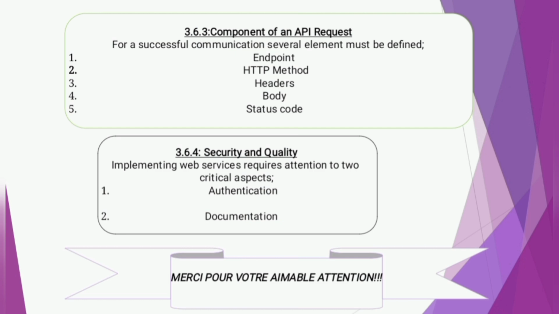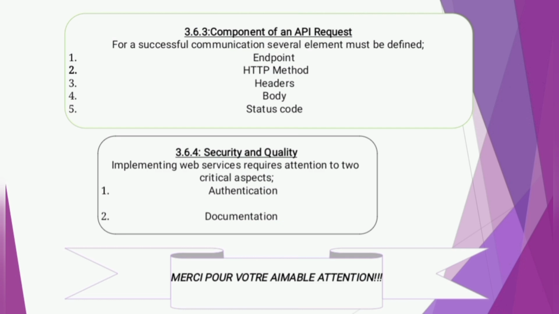The first element, we have the endpoint. Here, the specific uniform resource locator where the service is accessible. The second element, HTTP method. Here, the action to perform. The next element, headers. Here, content metadata such as content type or authentication key. We have the next element, which is the body, the data sent to the server. Then the last, we have the status code, the server's response.